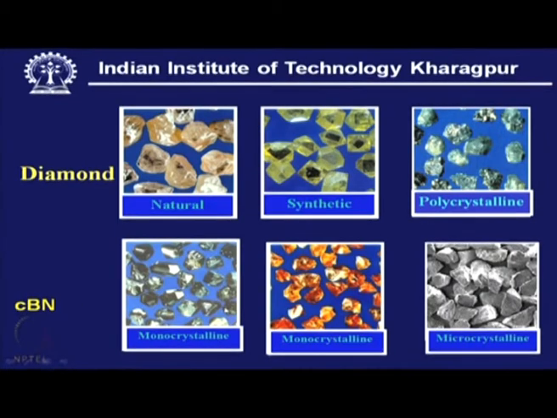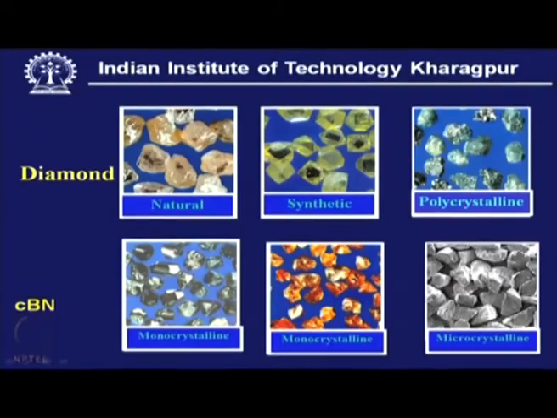Now, in the CBN family, what we see that basically we have two types of CBN. One is monocrystalline, that means here we have these two are monocrystalline and this is actually the microcrystalline. So, in monocrystalline we can see this is little dark in appearance, while you have the amber color.